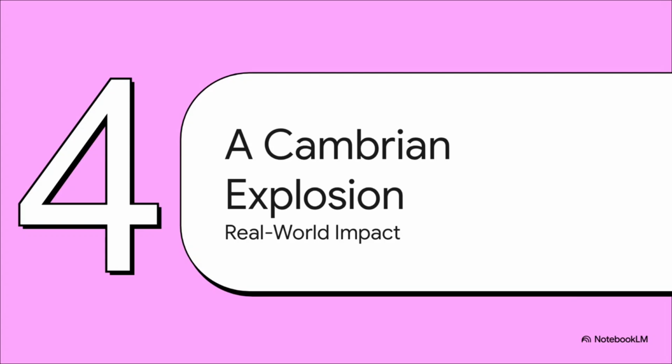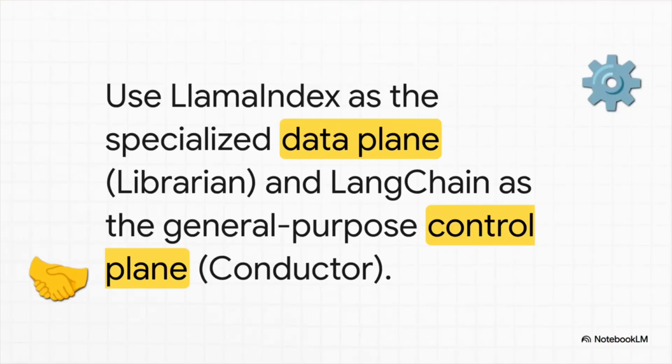So what happened once we had this crucial middleware? Well, it kicked off what people are calling a Cambrian explosion of new AI apps. Suddenly, all these powerful tools that were just way too hard to build before became totally possible. And here's what's so cool. In the real world, it's not a choice between LangChain or LlamaIndex. The best, most powerful systems use them together.